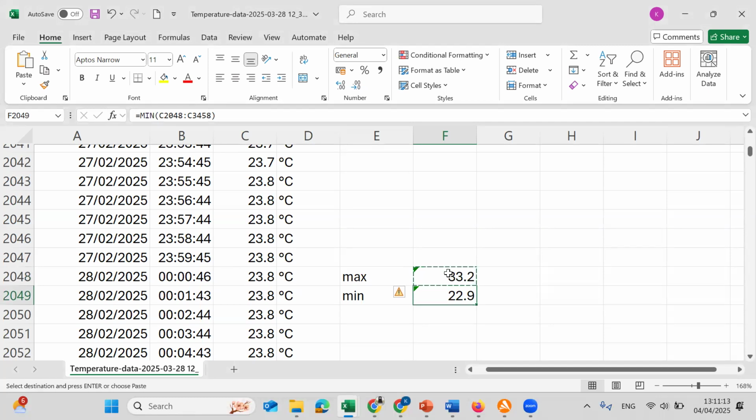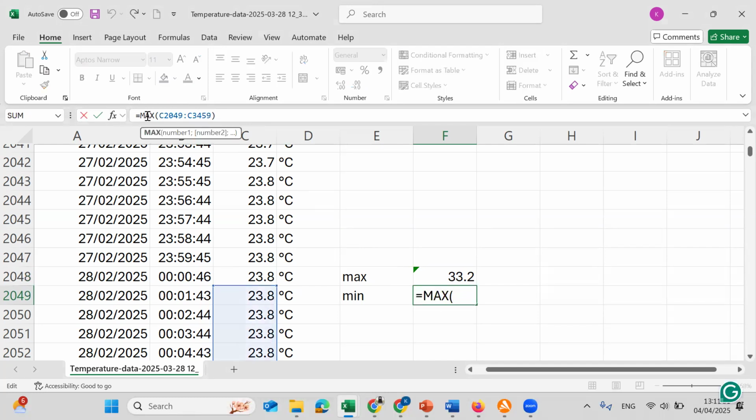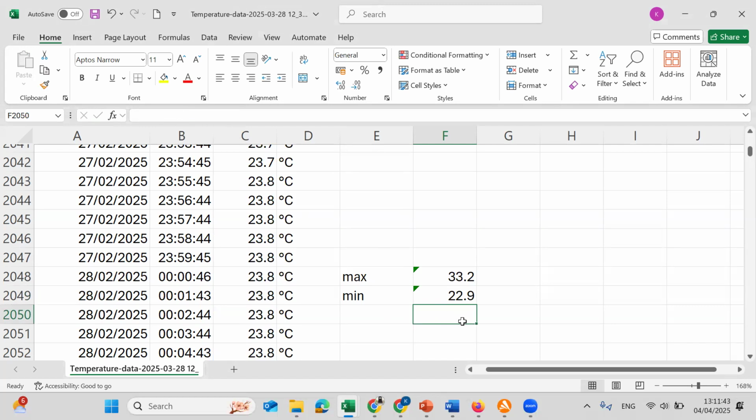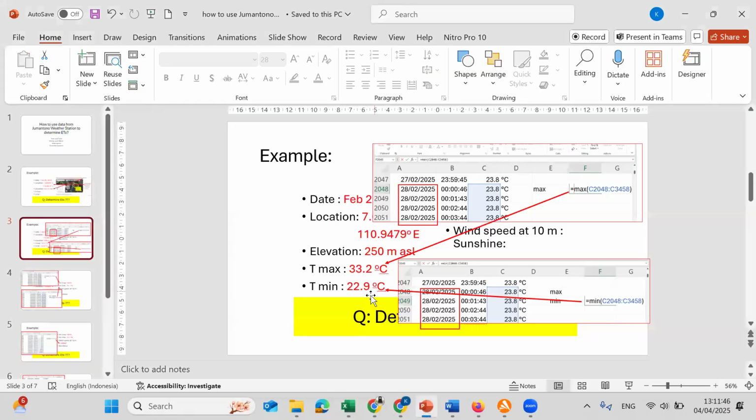So you can copy. Remember the cell number 2048 with 3458. This is for 28. We change this one to minimum. Minimum, it was 2048 until 3458. So we got the minimum temperature is 22.9 and we put 22.9 here. So we already have the date, location, elevation, maximum and minimum temperature.